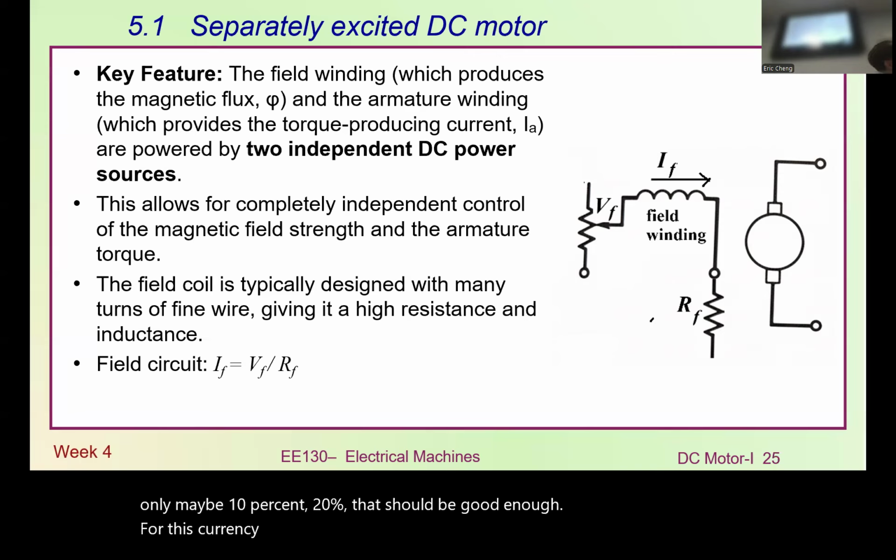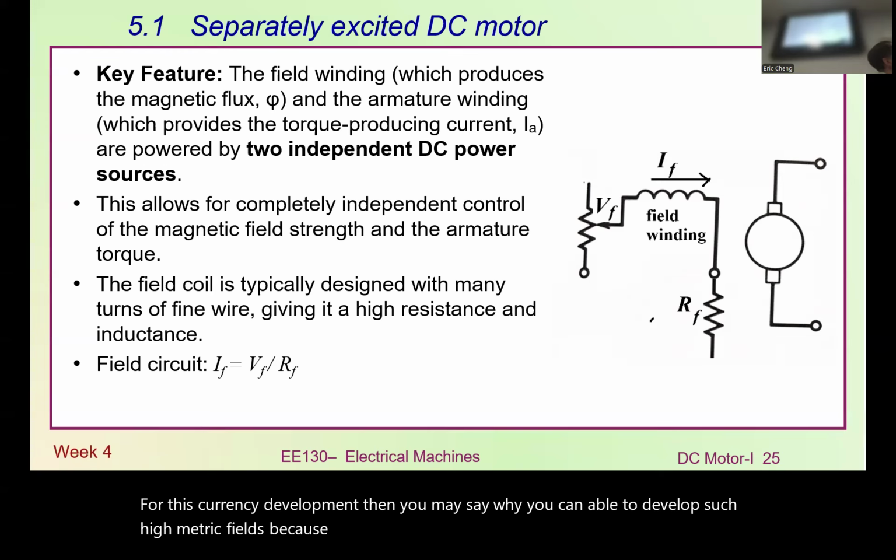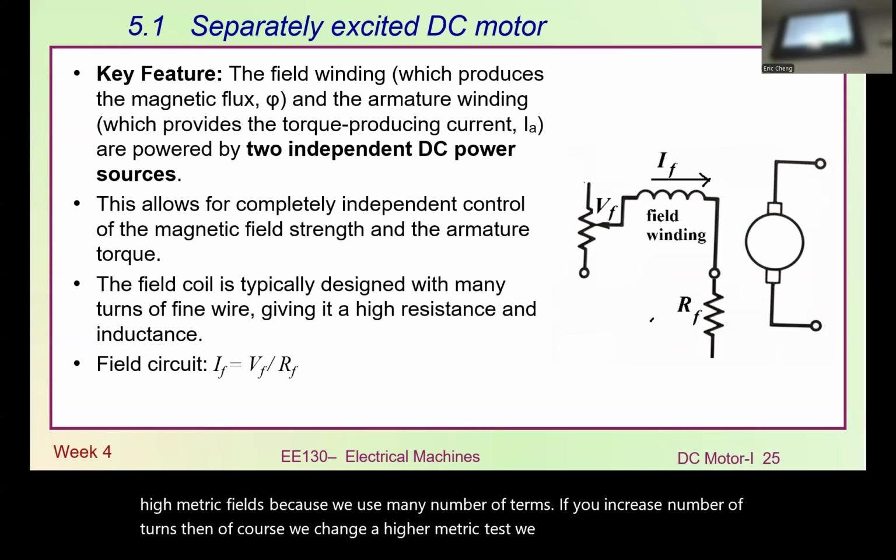Then you may ask, why are we able to develop such high magnetic fields? Because we use many turns. If you increase the number of turns, then of course we generate a higher magnetic flux. We don't need to have high current. So that's one typical circuitry.